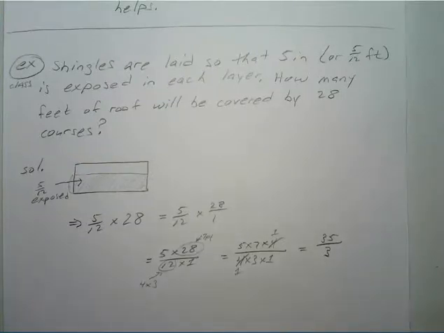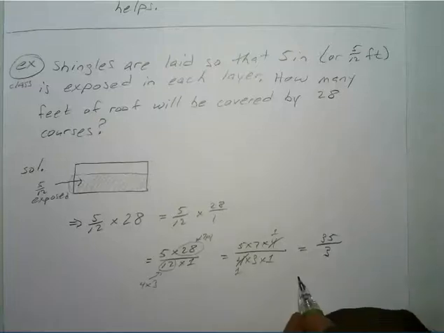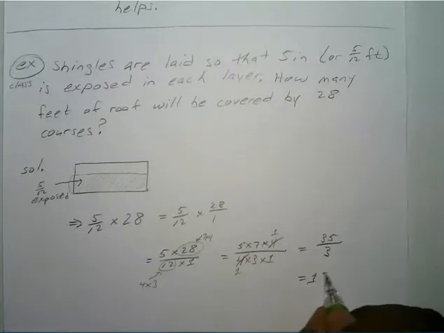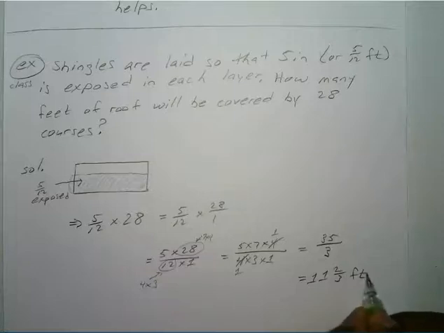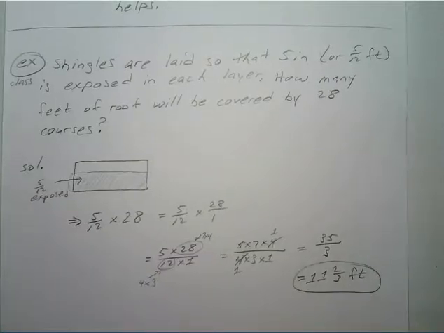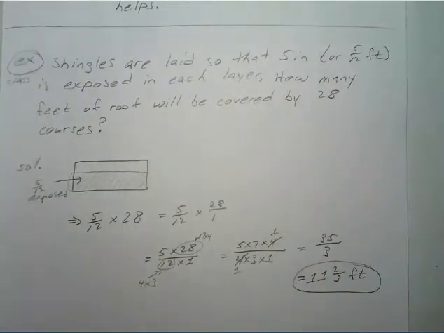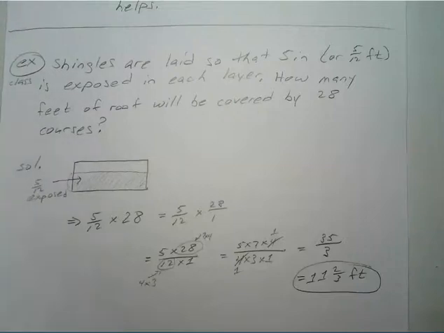If we put that into a mixed number, it becomes 11 2/3 feet that will end up being covered by 28 courses. If you are still writing, feel free to press pause, but we're going to go ahead and move on to the next example.